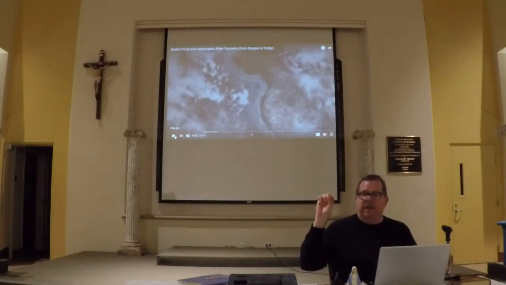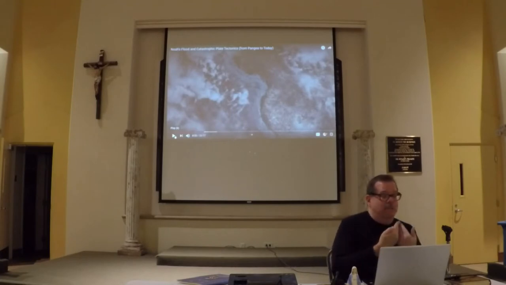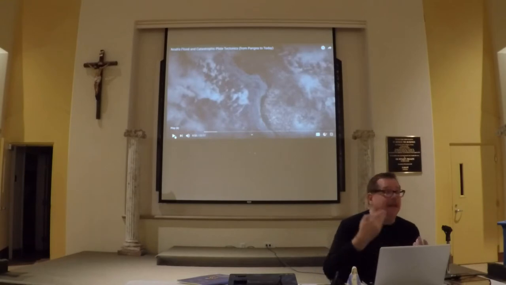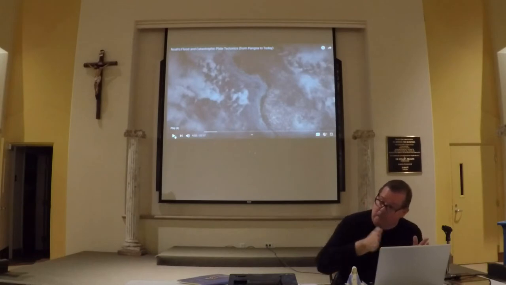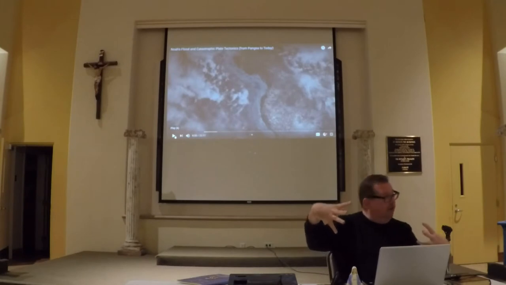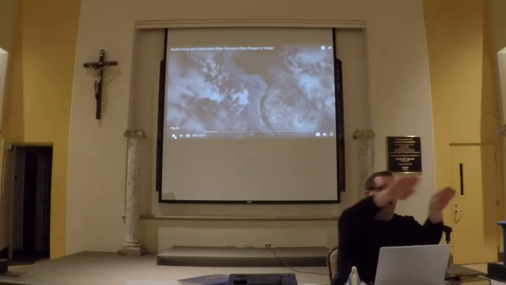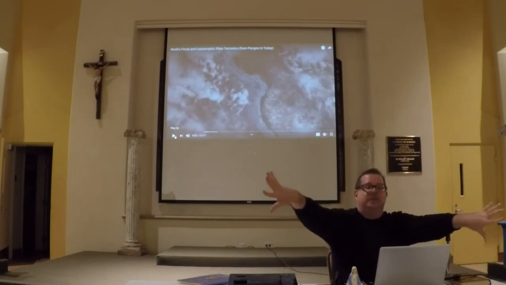Speculation based on the geological data, assuming that this is how the flood dynamics worked on the Earth. That the main split of the continents occurred along what we call the Mid-Atlantic Ridge. Okay? It is an underground mountain region that seems to be the place in which South America and Africa connected, and North America and Europe connected.